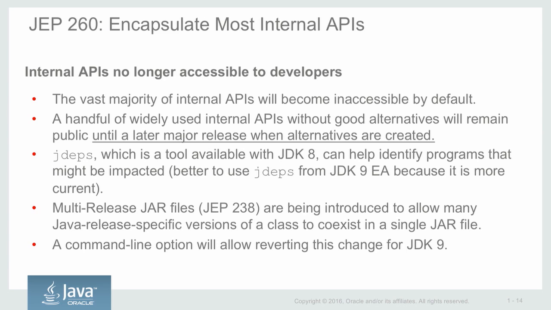Trivia question, what was the most used internal API? Unsafe, somebody, anybody else? Unsafe is the second one. If you plotted it, there's one that's used about twice as much. Then there's unsafe, and then everybody else, there's a long tail. Base 64 encoder, right?